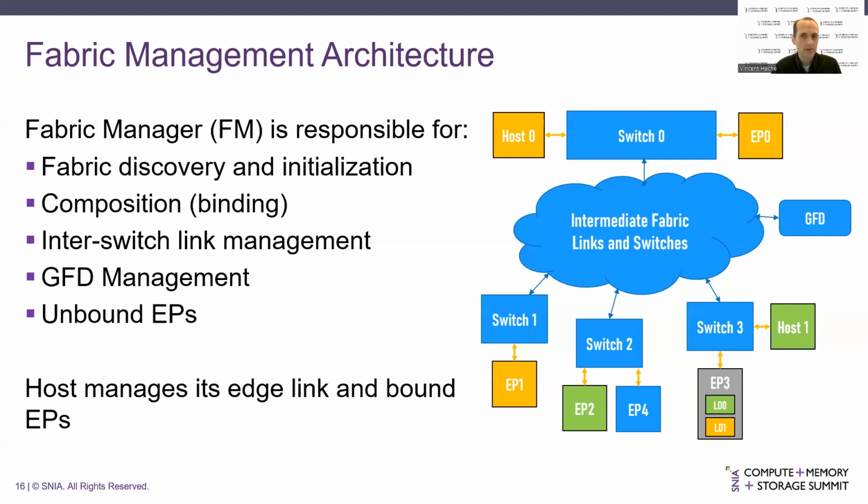All of the interswitch links are shared among the virtual hierarchies. So it wouldn't be appropriate for hosts to manage them. Because they're a shared resource, the fabric manager is responsible. Same is true for GFDs. They are a shared resource. And then, of course, any unbound endpoint, so endpoint 4 in this example, has not yet been assigned to a host. That will be managed by the fabric manager until such a time that it's assigned to a host. Hosts get to manage the resources that are exclusive to them. So that includes the edge links and any bound endpoints.